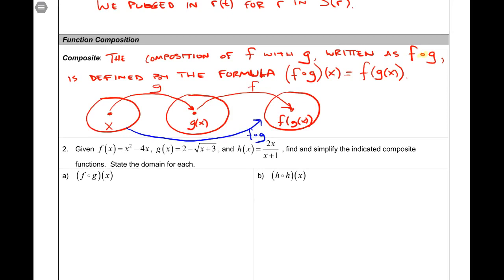In example 2, we are given f of x equals x squared minus 4x, and g of x equals 2 minus the square root of x plus 3. And then we have this little rational function here, h of x is 2x over the quantity x plus 1. Find and simplify indicated composite functions and state the domain for each. Let's go ahead and look at f of g of x first.